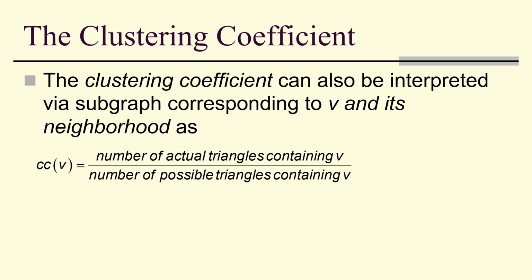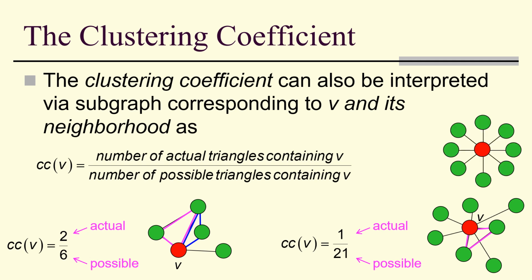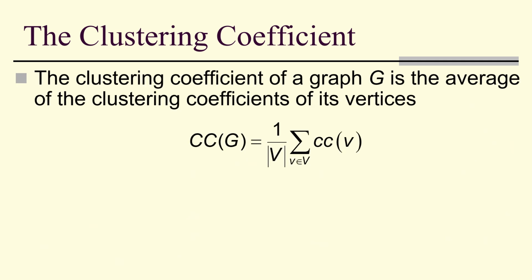The clustering coefficient can also be interpreted, for the subgraph corresponding to V in its neighborhood, as the number of actual triangles over the number of possible triangles. Each has to contain V. So here is a V and its neighborhood. There are 2 actual triangles, and there are 6 possible triangles. Likewise, there's 1 triangle, but there were 21 possible triangles. Here, there are no triangles, so the clustering coefficient of V is 0.